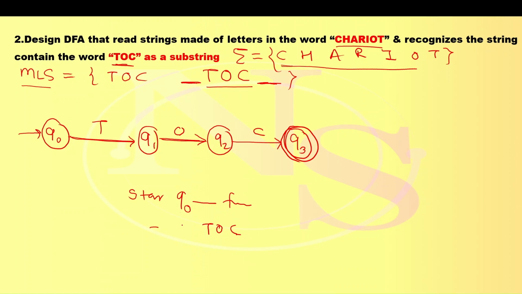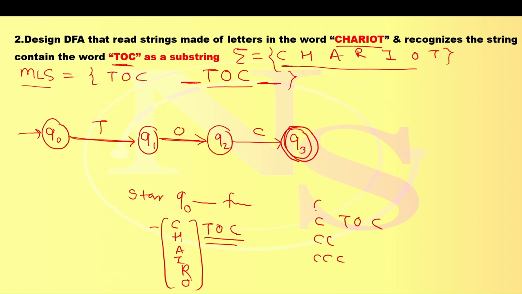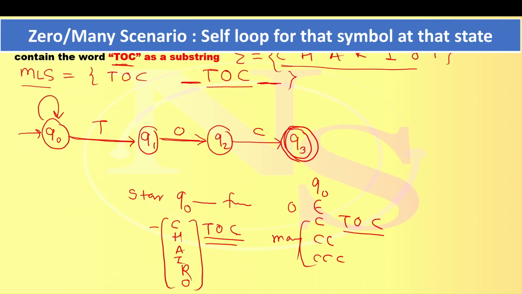At Q0, I need to find transitions for C, H, A, I, R, O. So Q0 is reading all these 6 symbols. After reading the 6 symbols, Q0 will be reading TOC. What I mean to say here, I can write the same way. See, single C may come before TOC, double C may come, triple C may come, or no C may come. That is what? 0 or many. So before reading TOC at Q0, 0 or many C's are coming. 0 or many means what? Self loop.